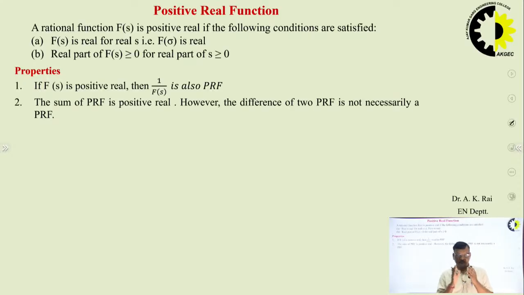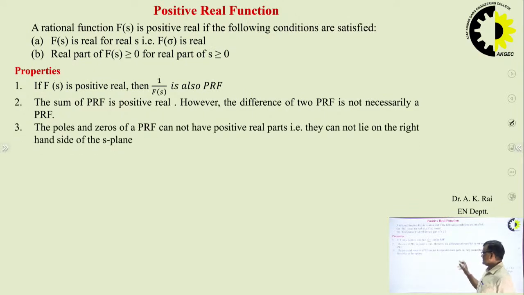If the driving point impedance function is a PRF, then the driving point admittance function is also a PRF. The second property is that the sum of PRFs is positive real. However, the difference of two PRFs is not necessarily a PRF. Then, poles and zeros of a PRF cannot have positive real parts. That is, they cannot lie on the right hand side of the S plane. This is the third property.